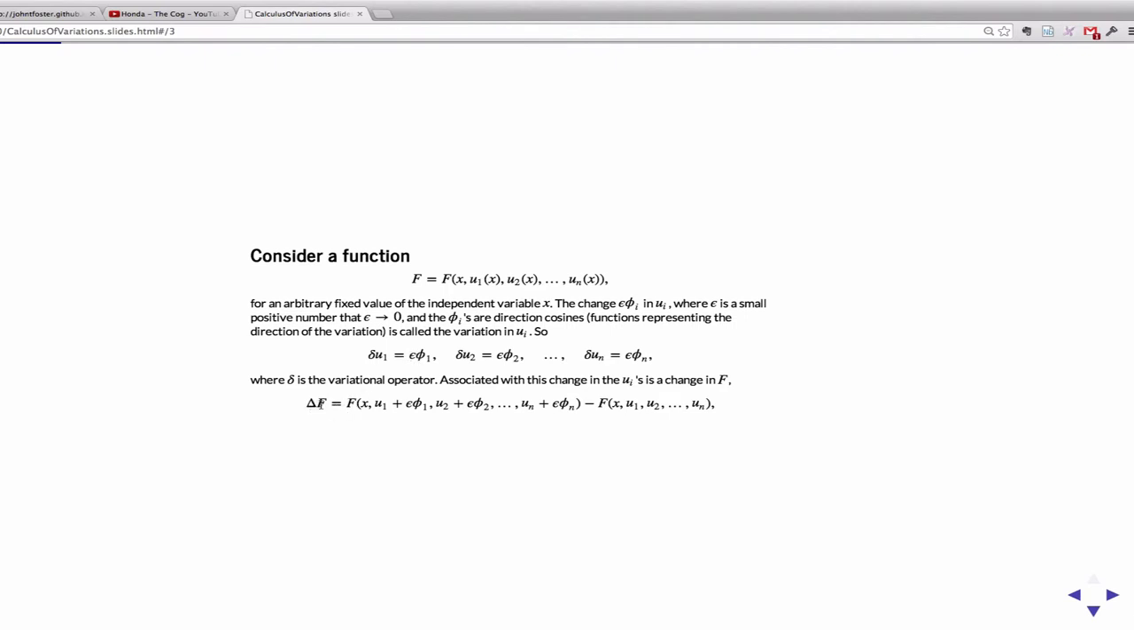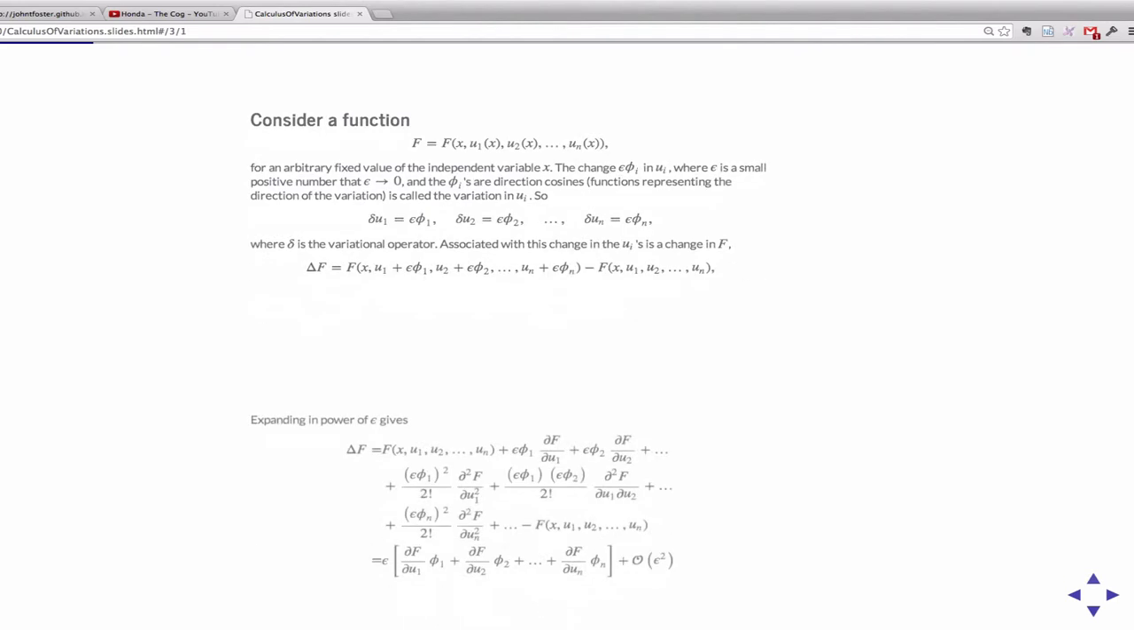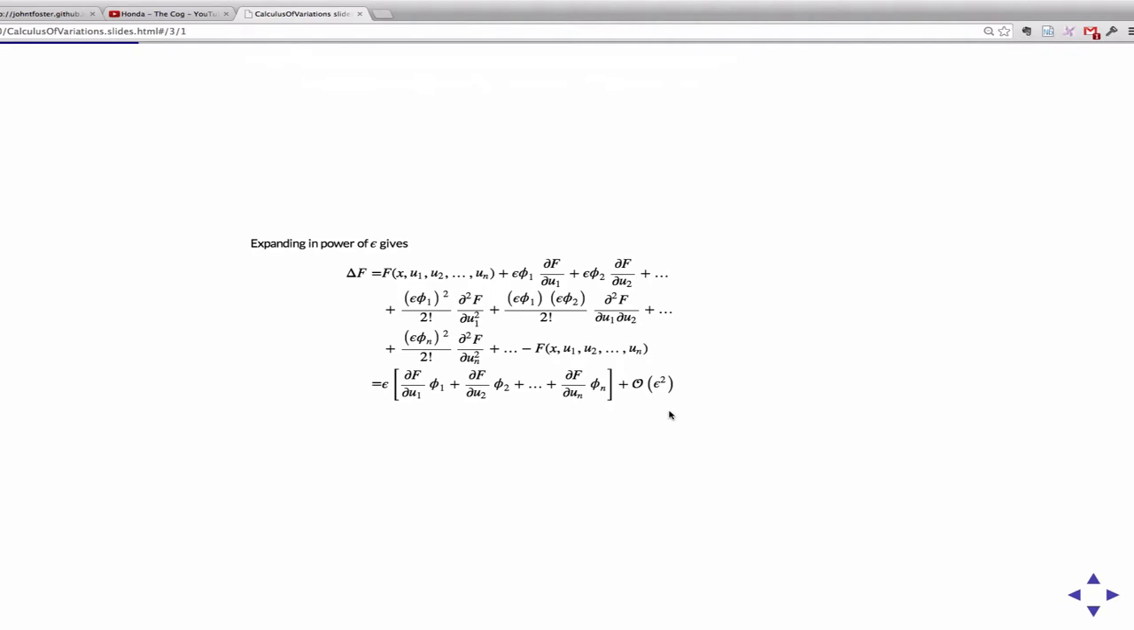Well, then if I want to look at the change in the function, it's simply the function evaluated, plugging in all these arbitrary changes in the u's, minus the original function. That's the change in the function. And if we take that change in a function and Taylor expand in powers of epsilon, then eventually we arrive at this last equation. And of course, epsilon tends towards zero. So we can say that the first variation of f is the limit of the change in f over epsilon as epsilon goes to zero. And therefore, from what we just derived, you have this last equation.